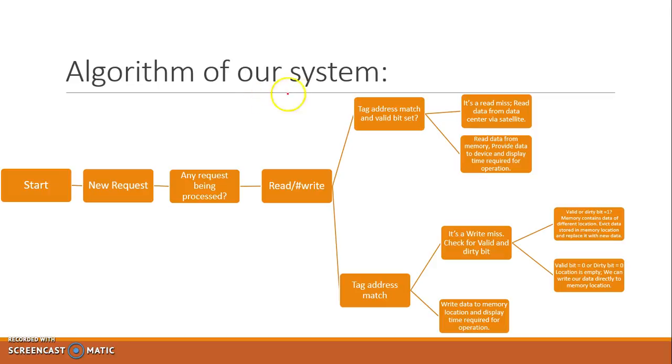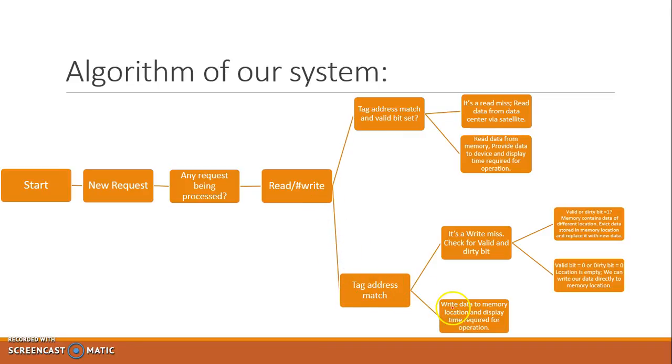This is the algorithm that we are following in our system. First of all, a request is given by the device. We first check whether there are any other requests going on. If there are, then the device has to wait. Then we check whether it is a read operation or a write operation. If it's a read operation, we check the tag address and the valid bit. If it's a hit, then the data is read from the memory and given to the device, and it's the end of the operation. But what if it's a miss? Then the data is taken from the satellite. Similarly, for the write case, we check the tag address.